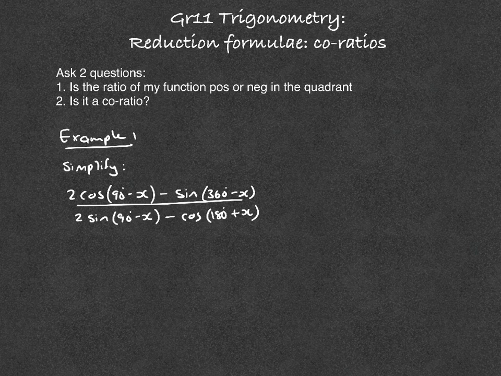Okay, so let's work through two examples quickly, just for you to get a better sense of what's going on. So the first part is, if I ask you to simplify 2 cos(90 minus x) minus sine(360 minus x) over 2 sine(90 minus x) minus cos(180 minus x).